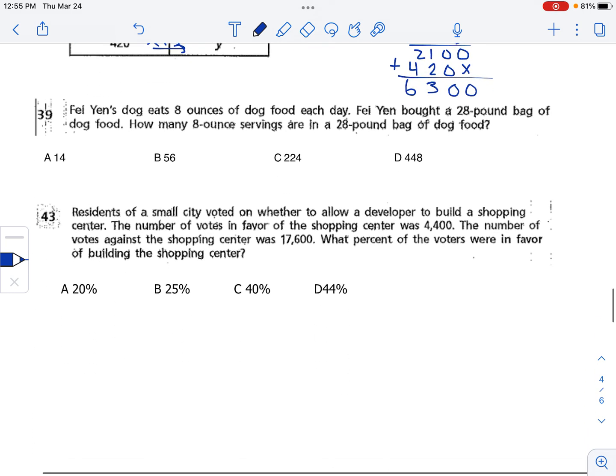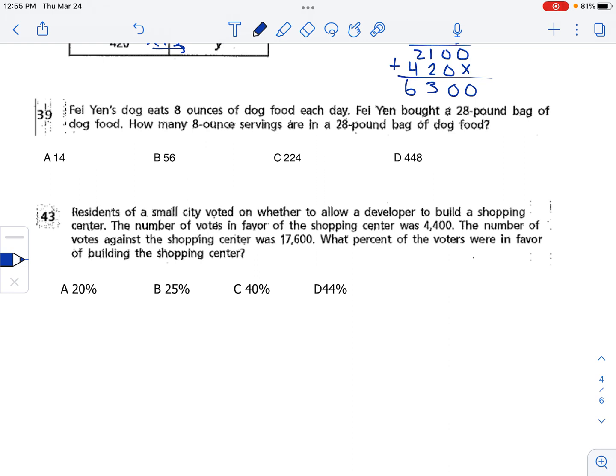Next question. Feyen's dog eats 8 ounces of dog food each day. Feyen bought a 28-pound bag of dog food. How many 8-ounce servings are in a 28-pound bag of dog food?